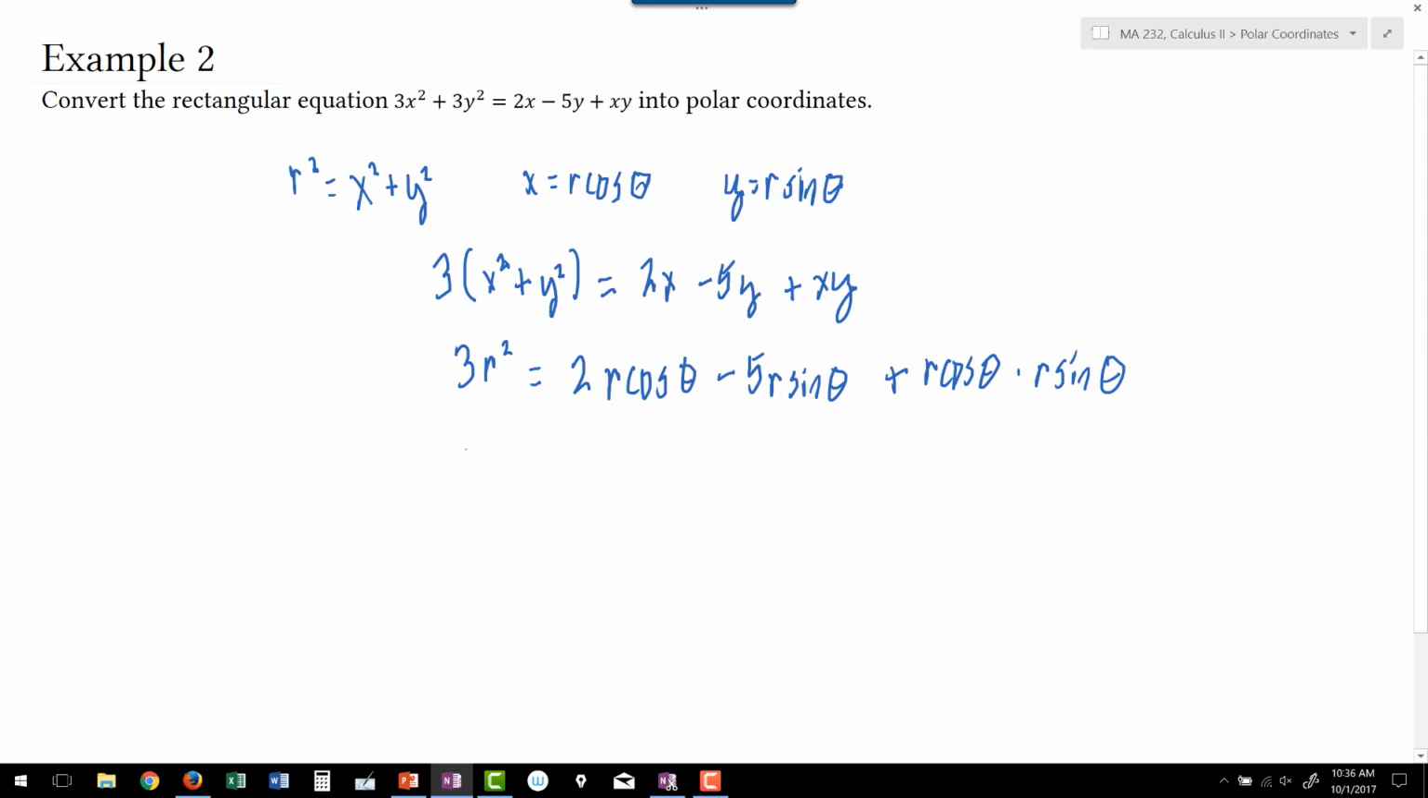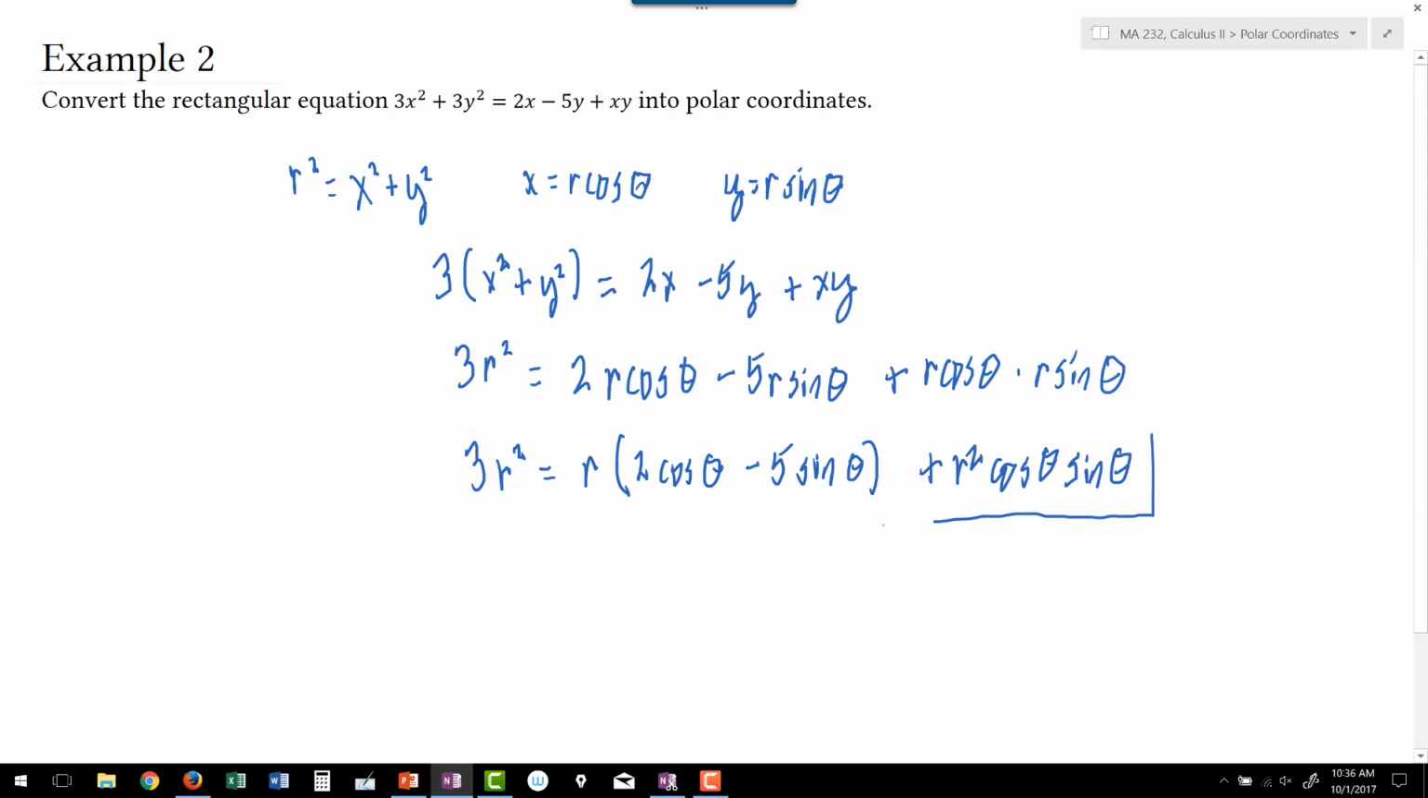I can simplify this a little bit, and once we've done that little bit of simplifying, we'll just leave it here.